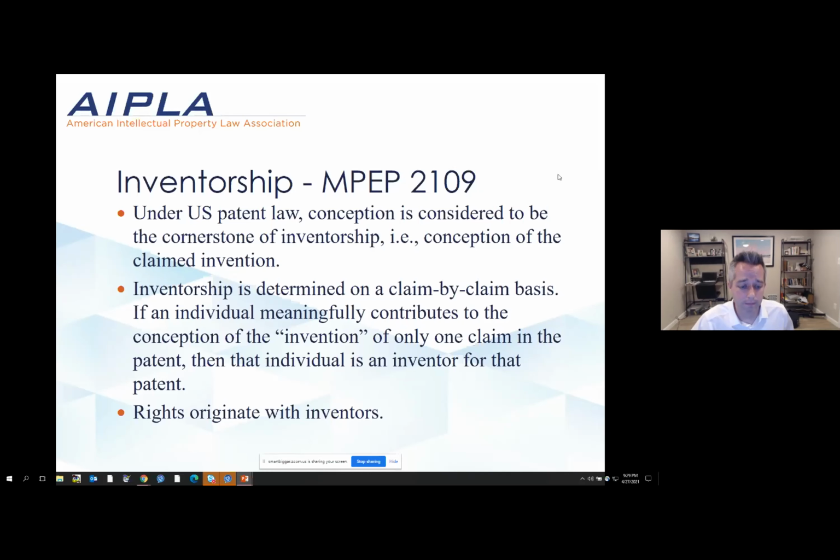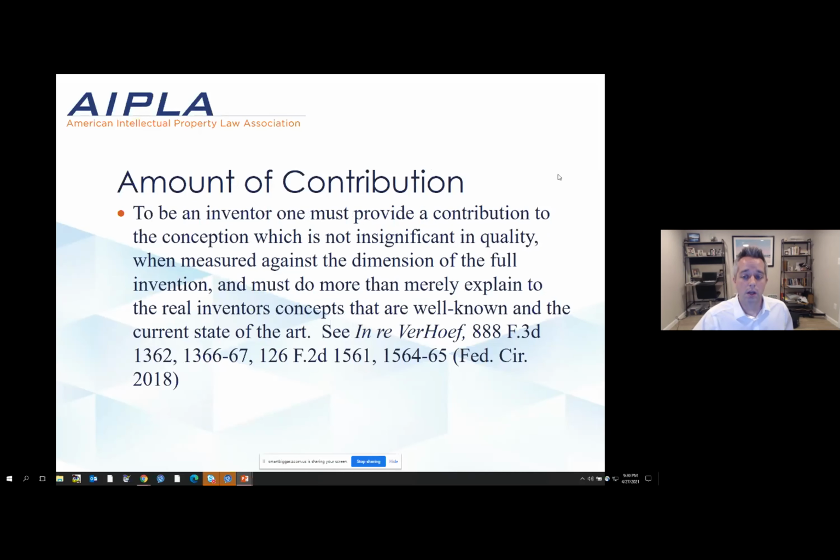in a meaningful way. The last little thing that's maybe a little bit different in the US than other jurisdictions is that all rights to a patent are at least theoretically conceived as originating with the inventors. So we already said inventorship is determined on a claim basis, and that you have to make a meaningful contribution to at least one of those claims.